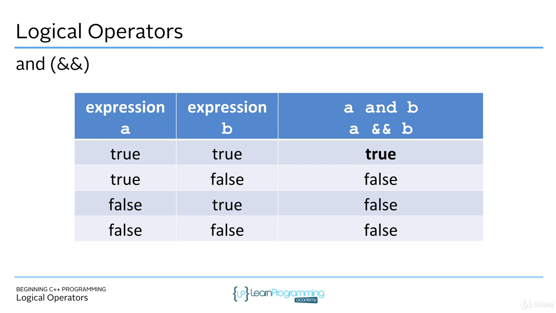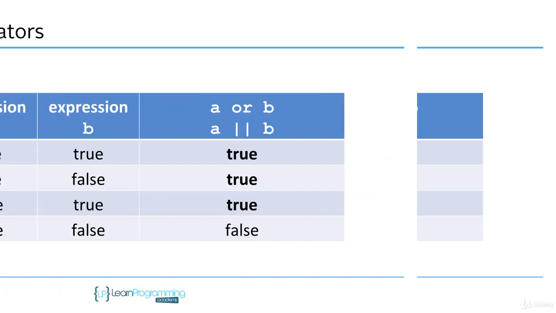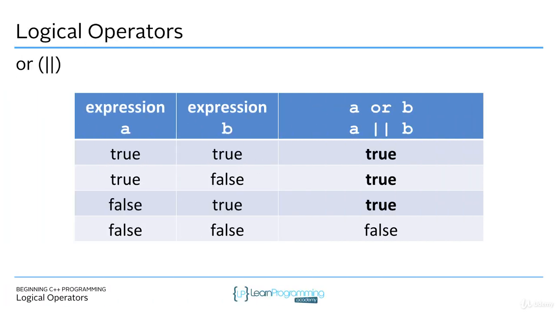Finally, let's look at the logical OR. The logical OR operator is also a binary operator. The value of the logical OR is true when either expression is true. So the only time it's false is when both expressions are false.